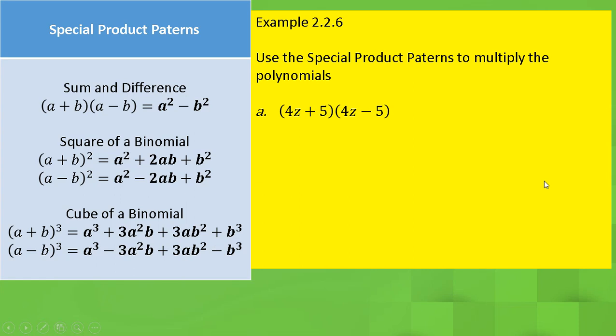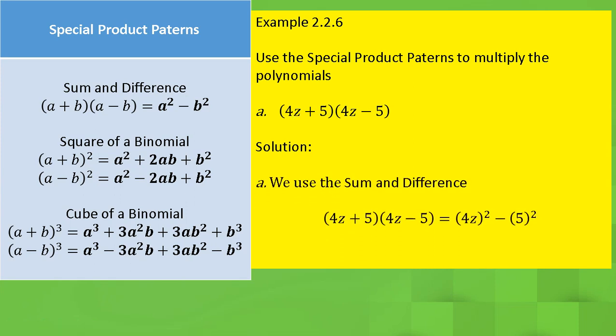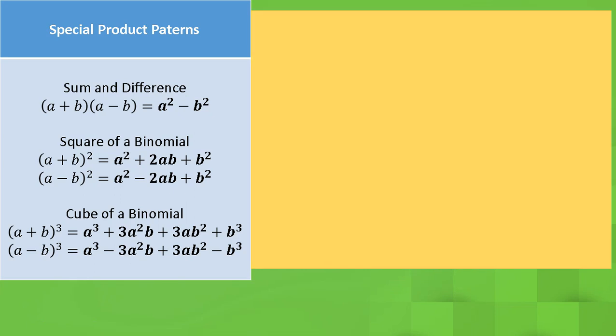Use the special product patterns to multiply the polynomials. 4z plus 5 times 4z minus 5. We have it here, a plus b, a minus b. So, directly, 4z squared minus 5 squared, and that is 16z squared minus 25.